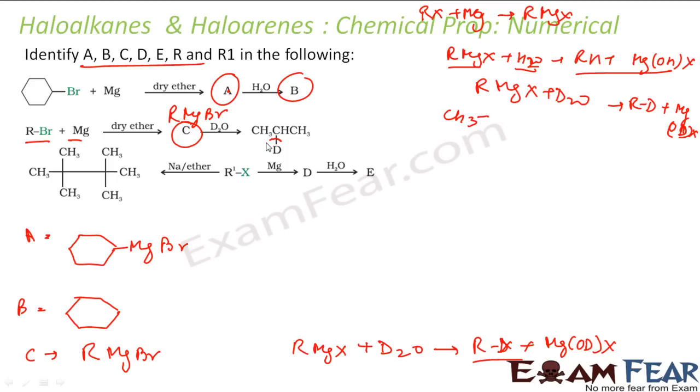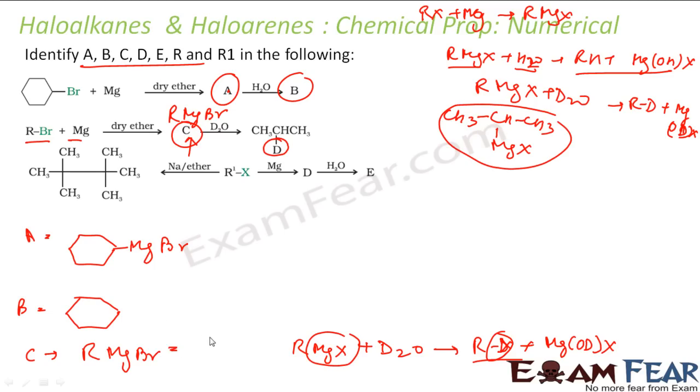So this is RD here. That means the compound which I have is nothing but CH3, CH, CH3 and MgX. Correct? Because MgX will be replaced with D. This is my total C. So C is nothing but this compound, CH3, CH, CH3 and MgX. If you compare, C is RMgBr also in this, that means this is my R. Correct? So where is my R?